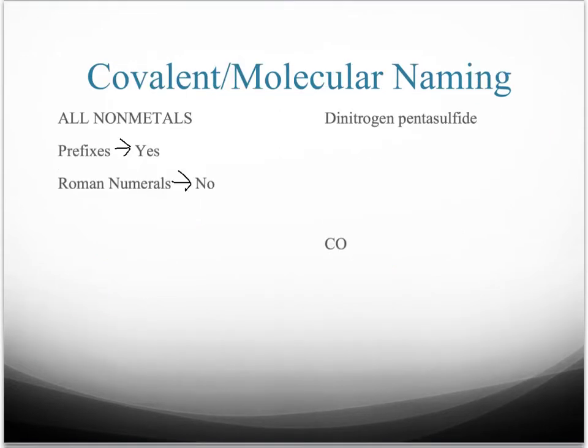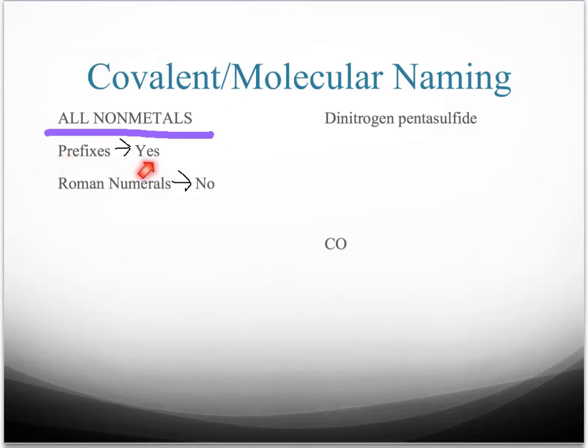Okay, next thing we're going to talk about is covalent and molecular naming. Covalent and molecular compounds are the same thing. It's just a different way to say it. Big thing with these, how you tell these apart from the other ones, is that these are all nonmetals. There are no metals in a covalent or molecular compound. If you see a metal, it is automatically ionic. So again, please remember, these are all nonmetals.